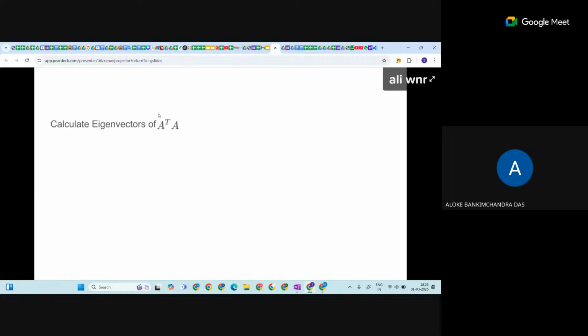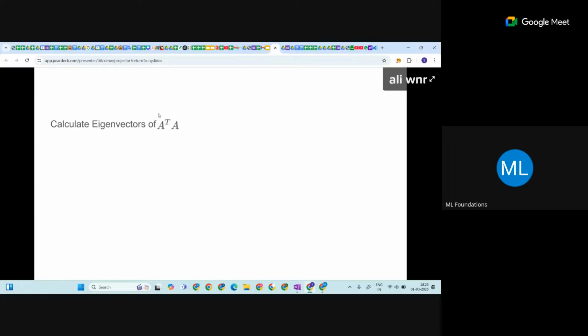Is it 1 by root 5 and 2 by root 5? Or 2 by root 5 and 1 by root 5? Where to answer it? Okay. The final thing is a matrix, but we are solving it stepwise. It is better to do that.